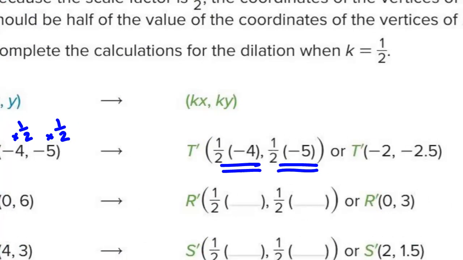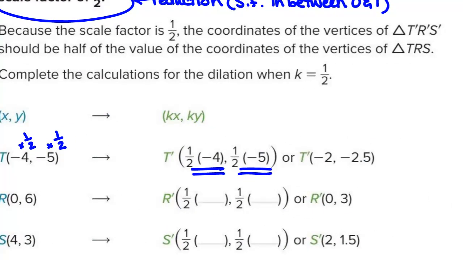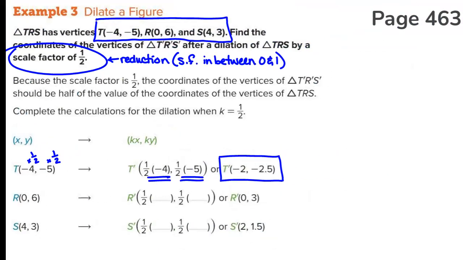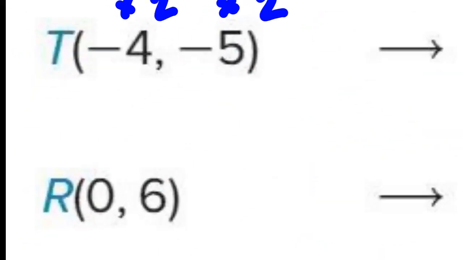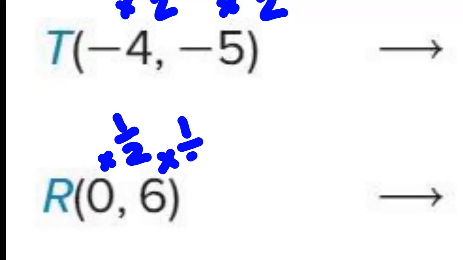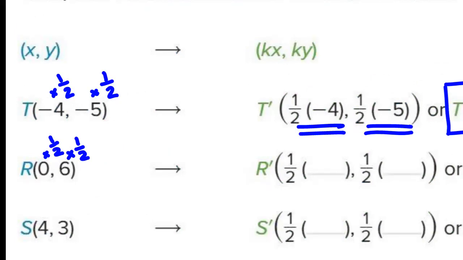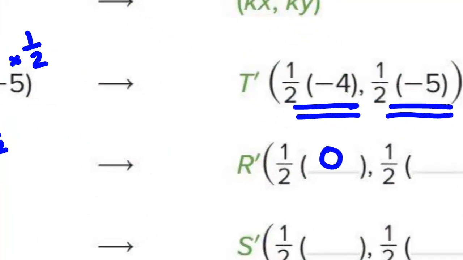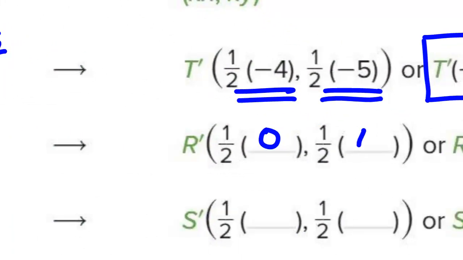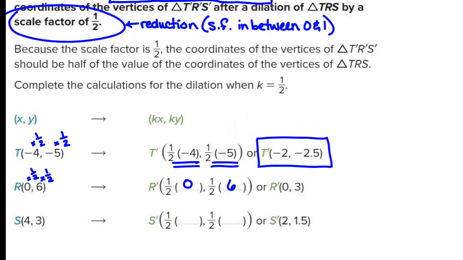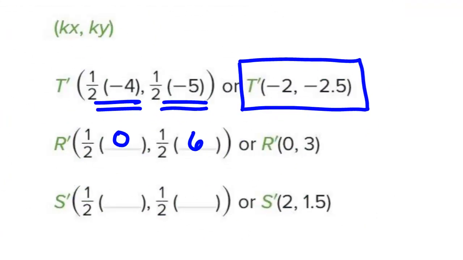-4 times 1/2 gives me -2. -5 times 1/2 gives me -2.5. We do the same thing with point R. What happens when I do 0 times 1/2? I get 0. What about 6 times 1/2? 3.